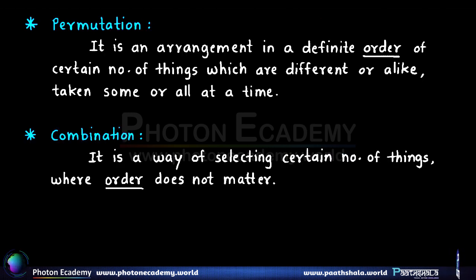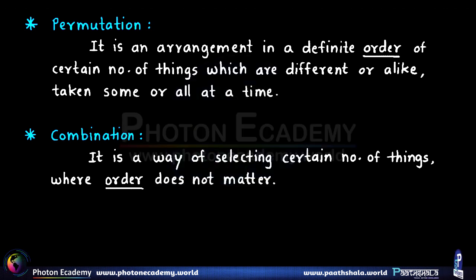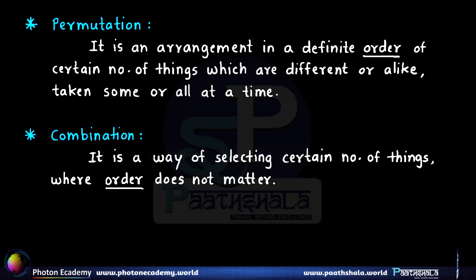A permutation is an arrangement in a definite order of a certain number of things which are either different or some of them can be alike, taken some or all at a time. It's important to remember that in permutation the order of taking the things is important. A combination is a way of selecting a certain number of things where order does not matter. As we have seen in the example of the team, it's a situation where order inherently does not come into the picture. That is the difference between permutation and combination.